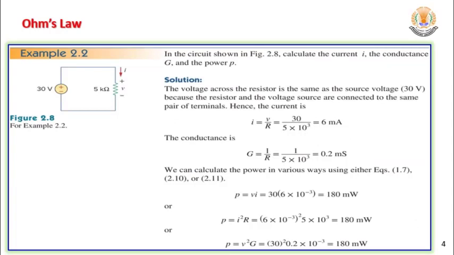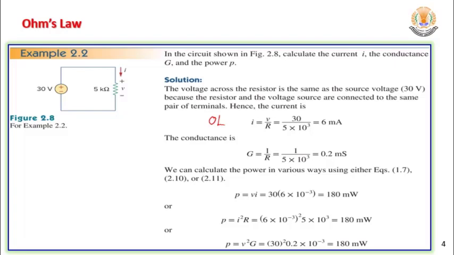Example. Here, what do you have? A simple circuit, a single source and a resistance. Here you have 30 volts, here you have 5 kilo ohms. What is required? Calculate I, the current, the conductance G, and power. To calculate the current, I need to apply Ohm's law. So here we applied Ohm's law. Keep quiet, please. Ohm's law, you divide to get current. V equals Ri. So to get I, it will be V over R.